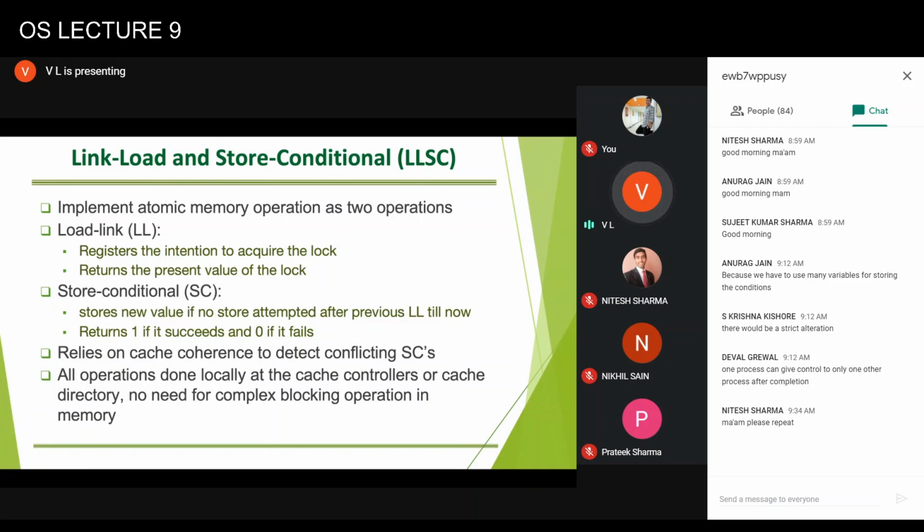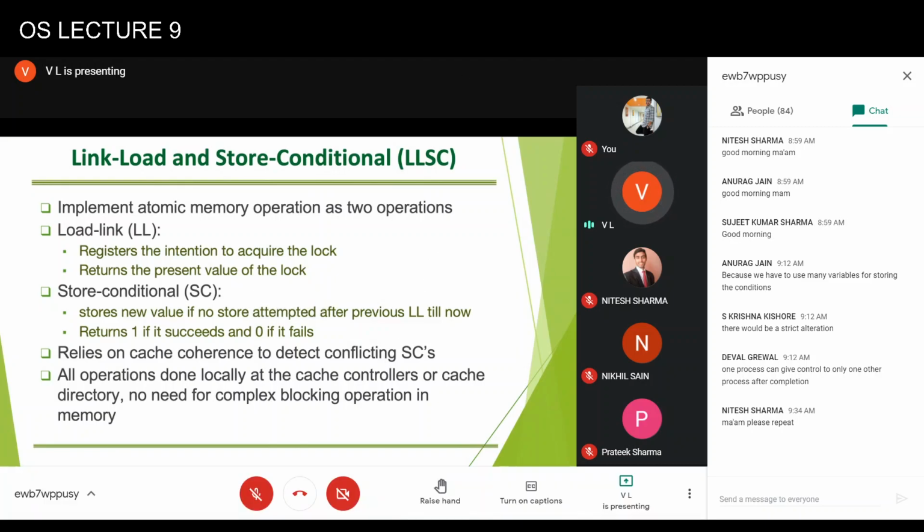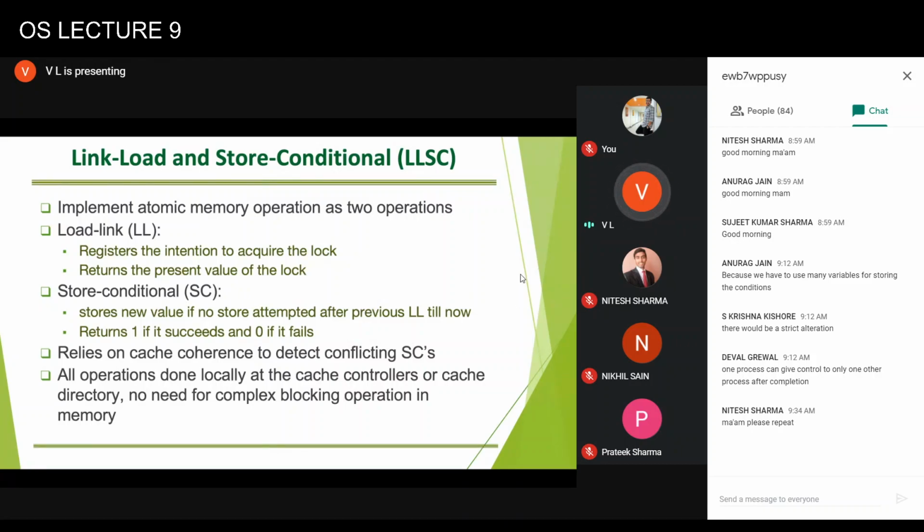Now, the problem with all the other algorithms was that they were fine for the uniprocessor scenario, but for the multiprocessor scenario, because of the cache coherence algorithm, this could lead to a deadlock scenario. So load link and store conditional was designed to ensure that the cache coherence mechanism will not interfere with the lock implementation.